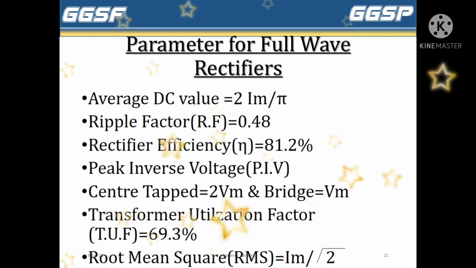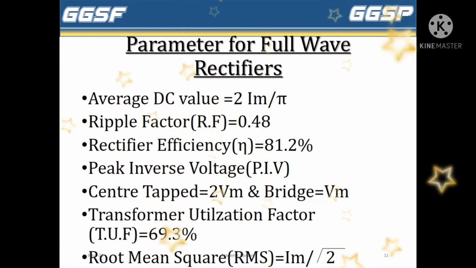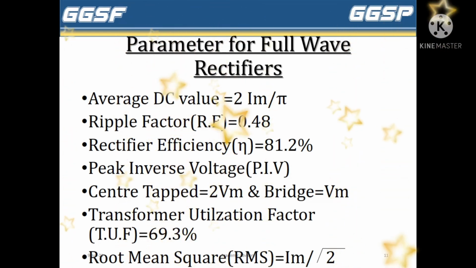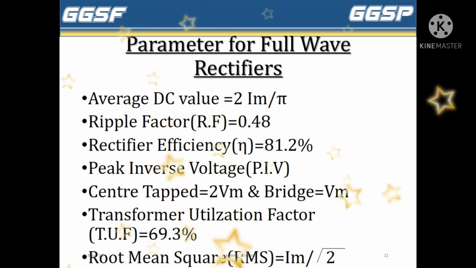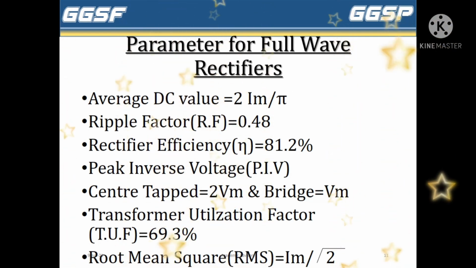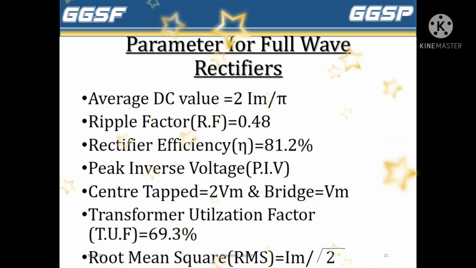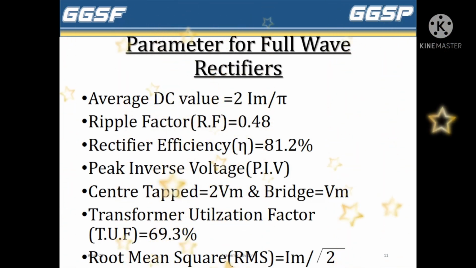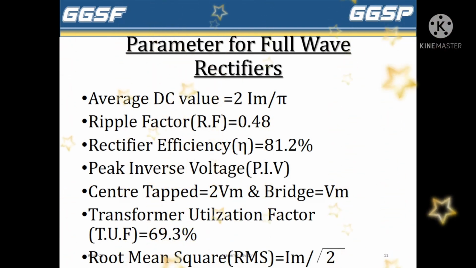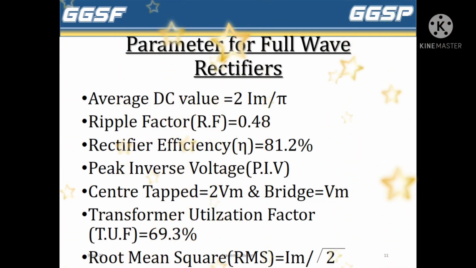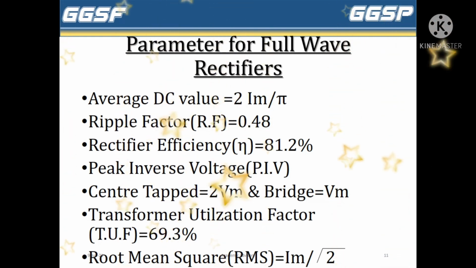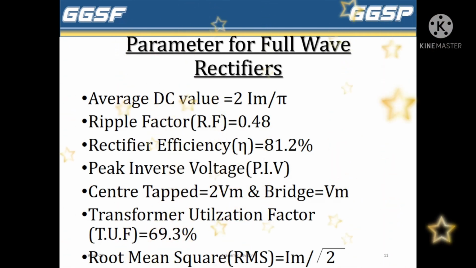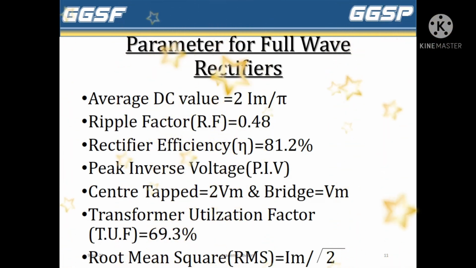Parameters for full wave rectifier. Average DC value is twice Im by pi. Ripple factor is 0.48. Rectifier efficiency is 81.2%. Peak inverse voltage for center tap rectifier is twice Vm and for bridge rectifier it is Vm. Transformer utilization factor is 69.3%. The root mean square RMS is Im by root 2. Here you can notice that the full wave rectifier and the half wave rectifier's parameters are the same, but their values differ.